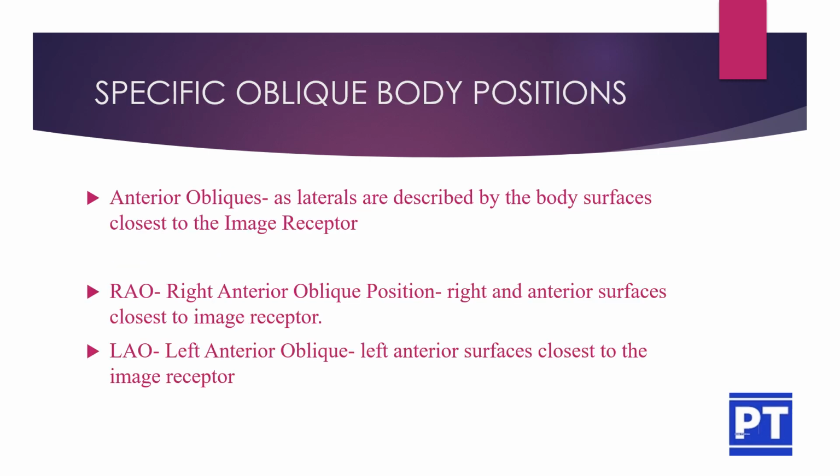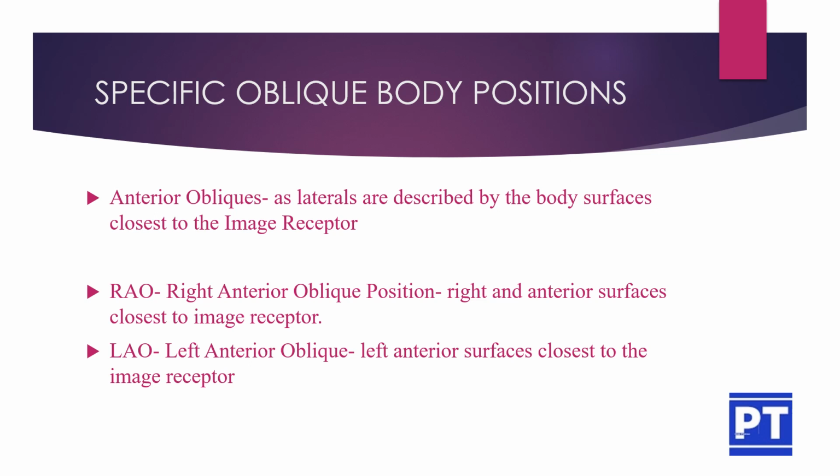So, specific oblique body positions. Anterior oblique, as with lateral, is described by the body surface closest to the image receptor. In the case of lateral, when we discussed right lateral and left lateral, it was clear which side is in contact with the image receptor. That side will be termed as the projection's name. Right lateral means the right side is in contact with the image receptor. Left lateral means the left side is in contact with the image receptor.